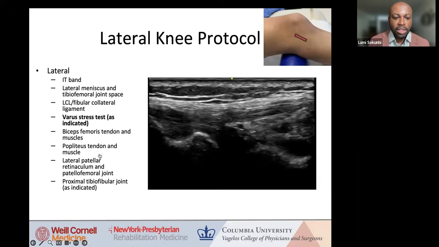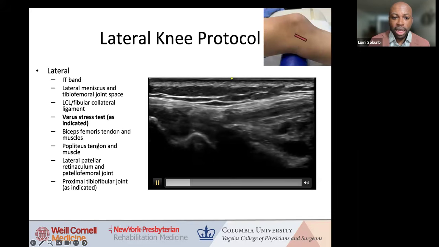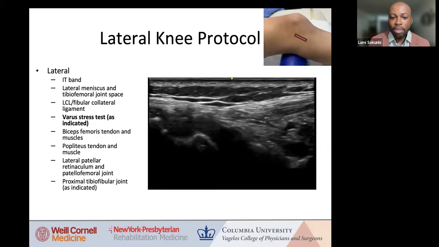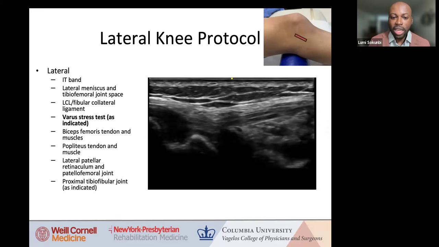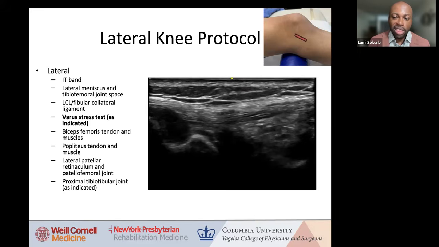So you can also do a varus stress test and just see if there's any gapping or any give with the LCL, indicative of a tear, or if you've already noticed laxity on physical exam, adding the ultrasound can give you that added benefit.